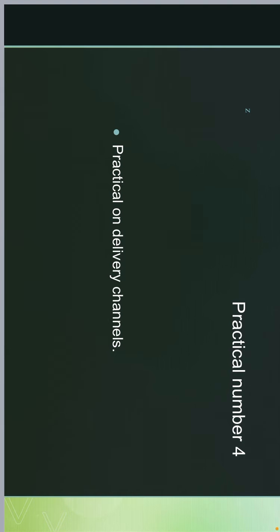Now practical number 4. Practical number 4 is based on unit number 4. Unit number 4 is Introduction to Delivery Channels and E-Security. So what all things have we studied there? We had studied the delivery channels in banking. 6 main delivery channels of banking we had studied in unit number 4. Those delivery channels we have to write down here in our practical number 4.